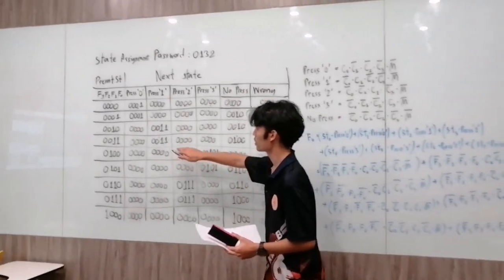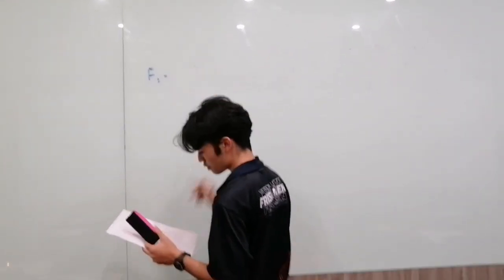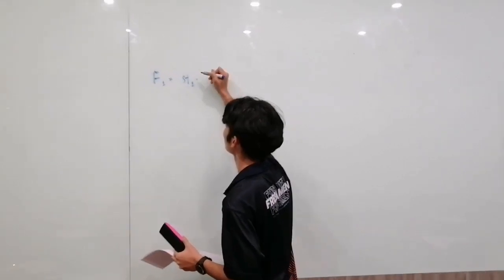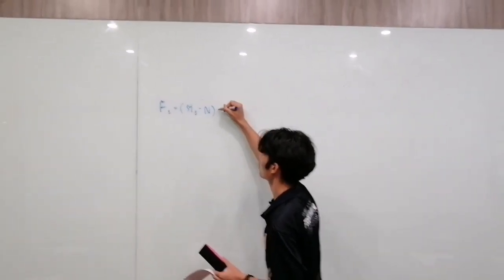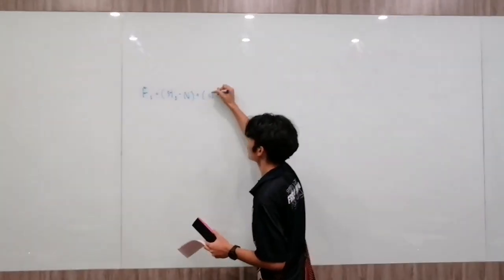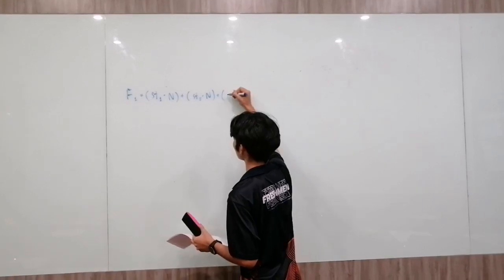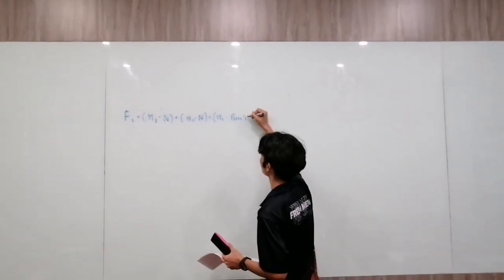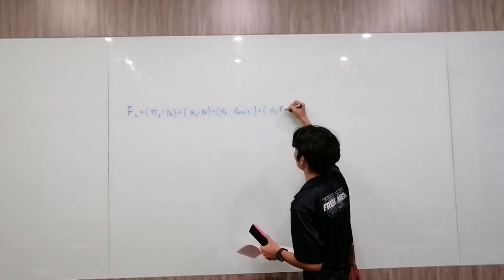Flip-flop number 1 focuses on the third digit of this. Flip-flop number 1 is state 1 and with no press, I give the no press as N. Or with state 2 and with no press, or with state 2 and with press 1. Or with state 3 and with press 1.